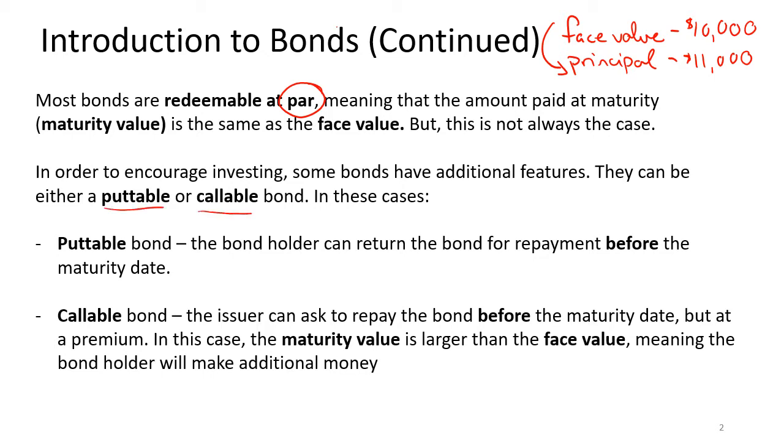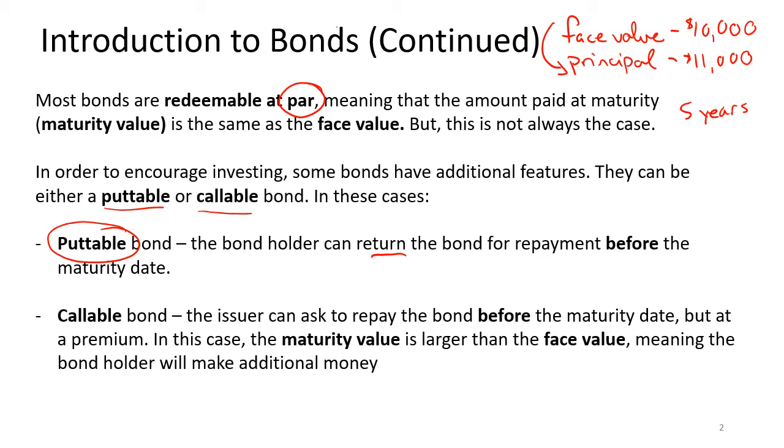In a puttable bond, let's say you need the money back early, you can actually return the bond and be repaid before the maturity date. So if you purchased a bond for $10,000 and it was 5 years long, and you needed that money in 4 years, you could technically return the bond and be repaid in 4 years.